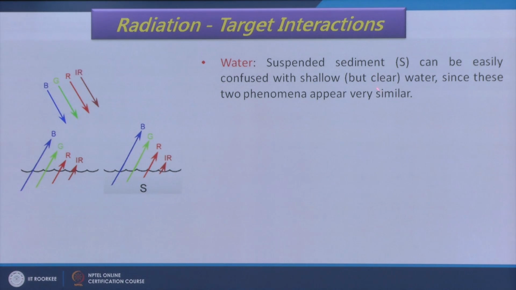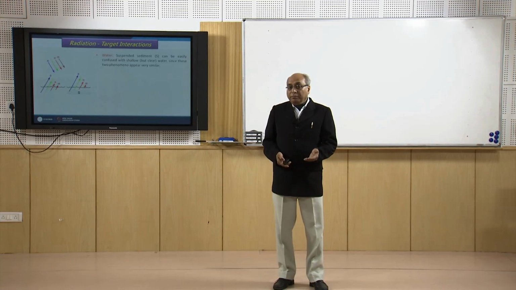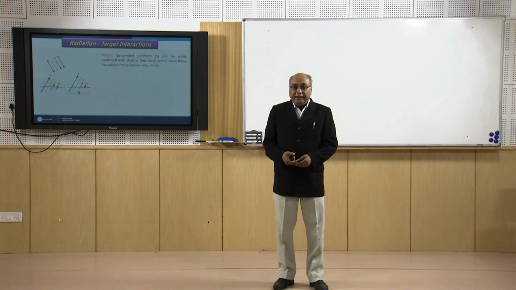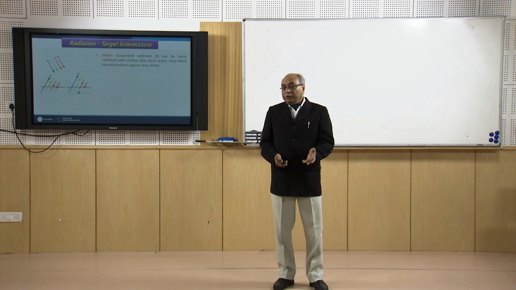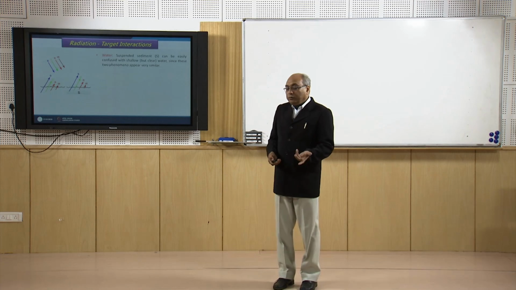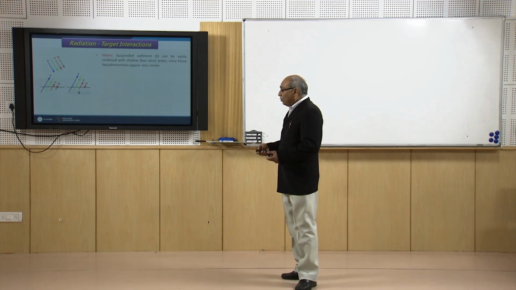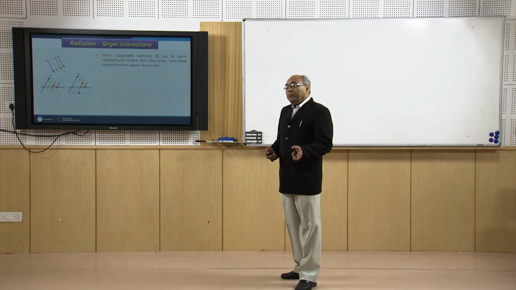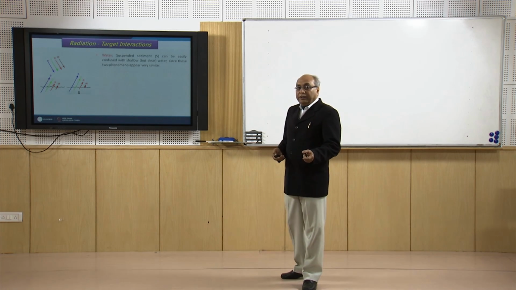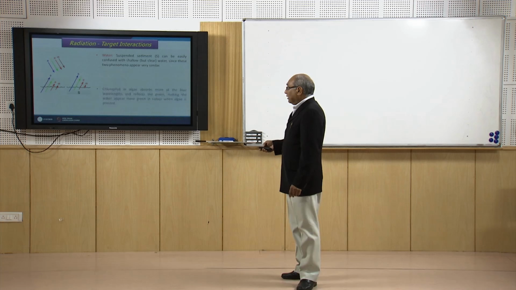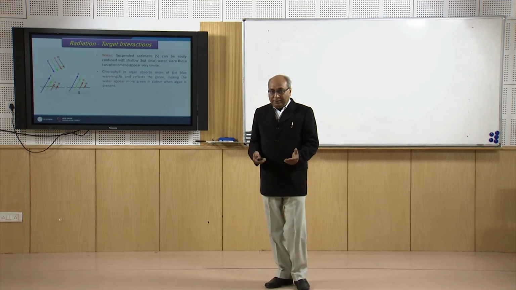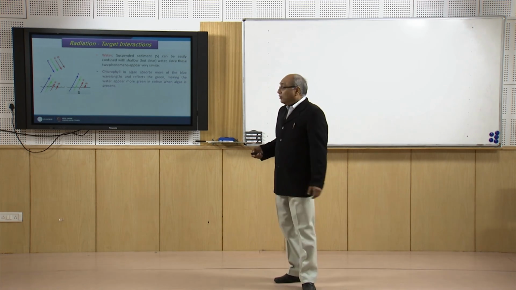As I have already mentioned, suspended sediments, which are shown here, can be easily confused with shallow but clear water, since these two phenomena appear very similar. That means if a lake is very shallow, then the bottom of the lake will also reflect. So one should not get confused: the shallow, less column of water may also reflect, whereas at the same time the suspended particles can also reflect. So one has to ground check whether this is because of suspended particles or shallowness of a lake or water body.